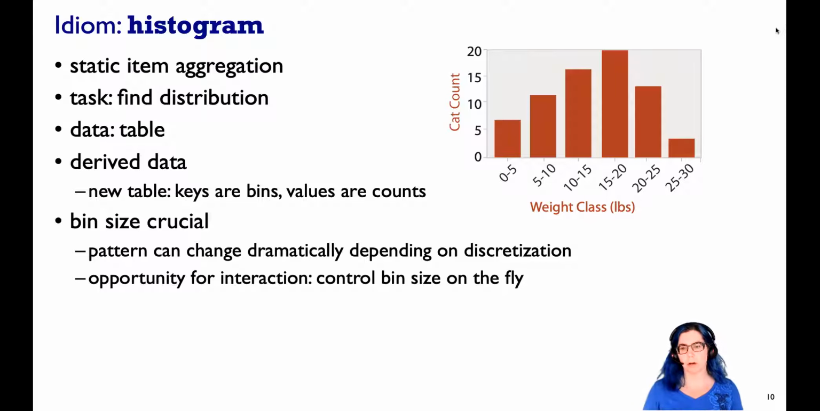Here we see an example of the weight of cats. And the thing to notice is the bin size is crucial. The pattern you see visually is going to change really dramatically depending on how you've discretized this into your bins. There is certainly some work in trying to find some algorithmic approaches, but fundamentally this is a judgment call. One thing you could do is give people interactive control over that. If you want to change this from a static aggregation to a dynamic interactive approach, you could give them, for example, a bin size control.